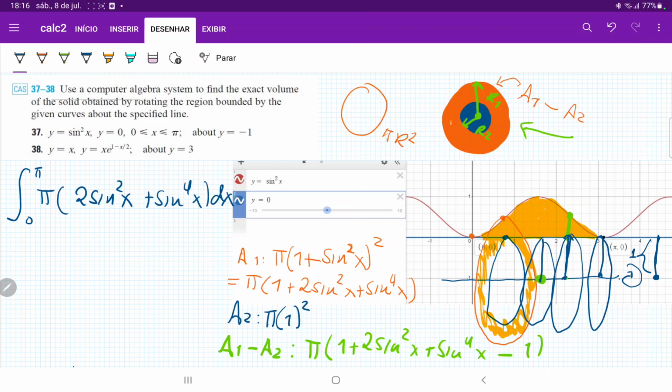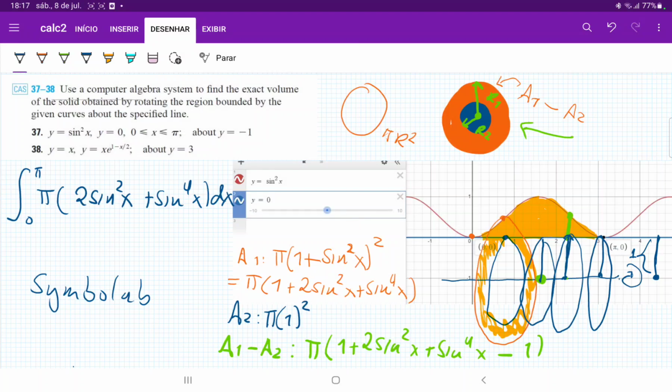So now it's telling us to use a computer algebra system. I'm using Symbolab, but you can use any other online calculator that can integrate. So I'm just going to put in the integral from 0 to pi of 2 sine squared of x plus sine to the fourth power of x dx. So let me sum this up to find the definite integral. That's going to give us the volume, right? And let's see where it gets us.